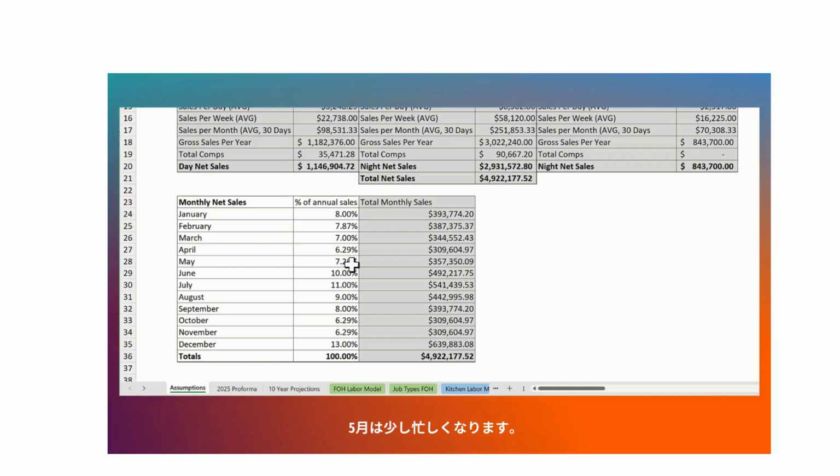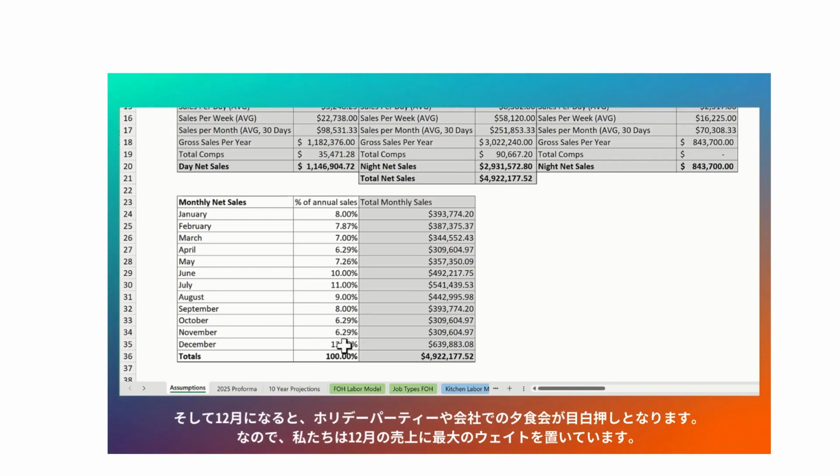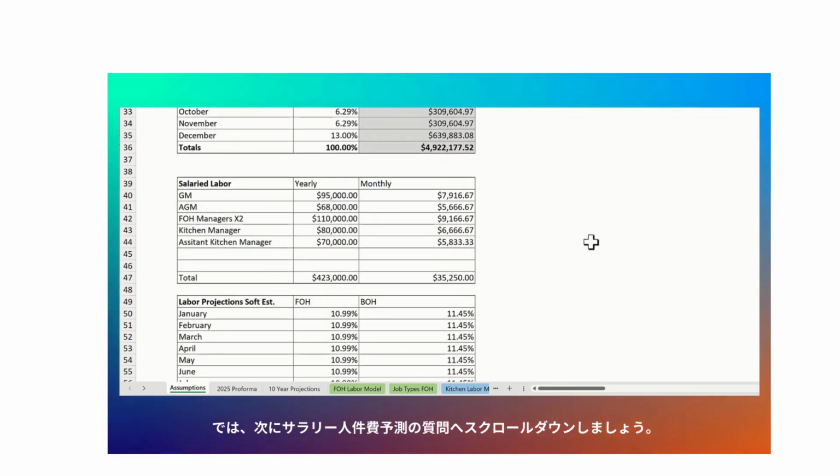And then in May it gets a little busier, and then summer comes around, and this particular restaurant's going to do better in the summer, so we've allocated a greater amount of sales for those months. And then it slows down in the fall a little bit, and then come December with all the holiday parties and corporate dinners that they're going to be doing, we put the greatest amount of weight of our sales in December. And then as we scroll down, the next questions to answer are our salaried labor predictions.